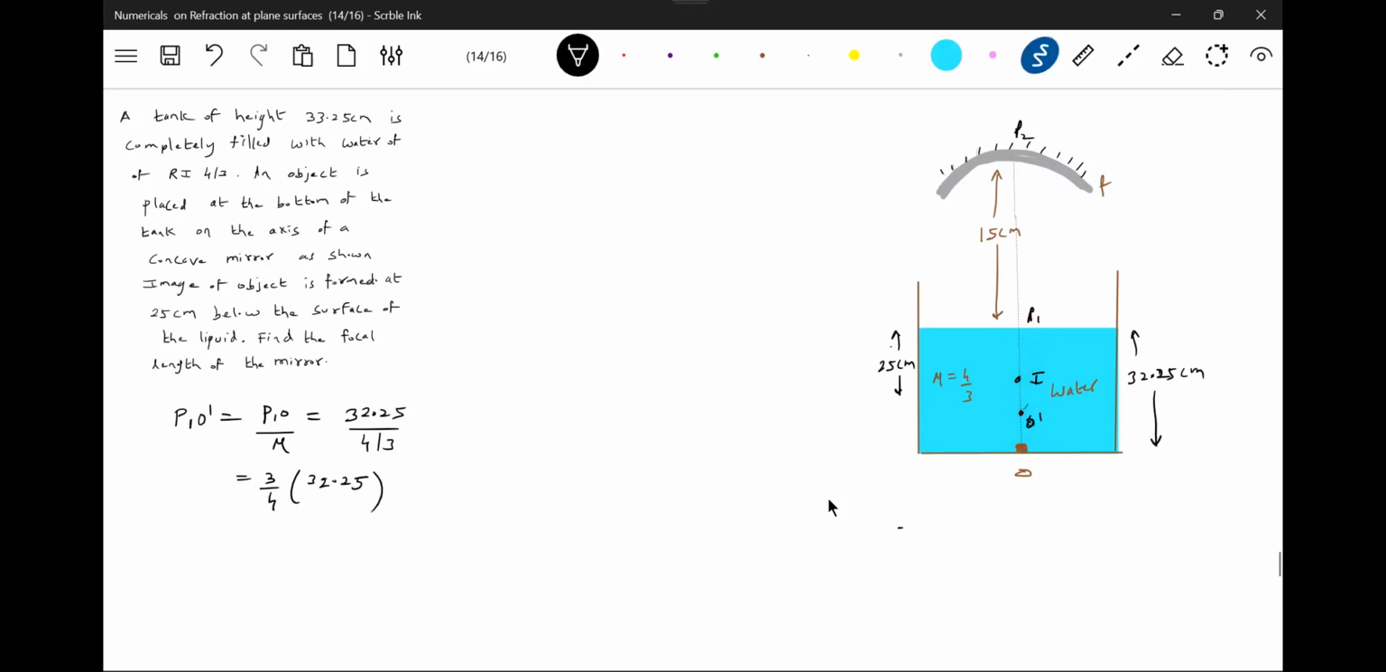Let me take help of a calculator. 3 into 32.25 is 96.75. 96.75 by 4 is 24.1875. Okay, after refraction, the rays will be incident on this one. So then we'll apply the mirror formula: 1 by P1 I1 plus 1 by P1 O dash. O1, I'll write it as a symbol.